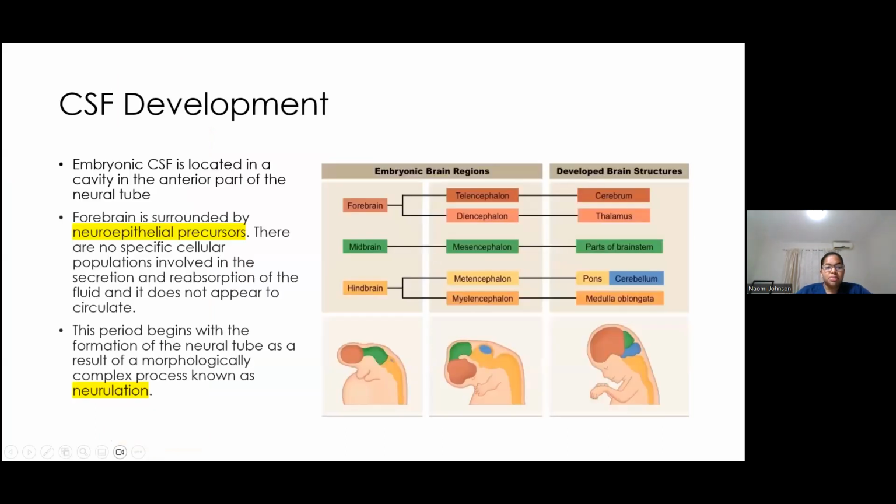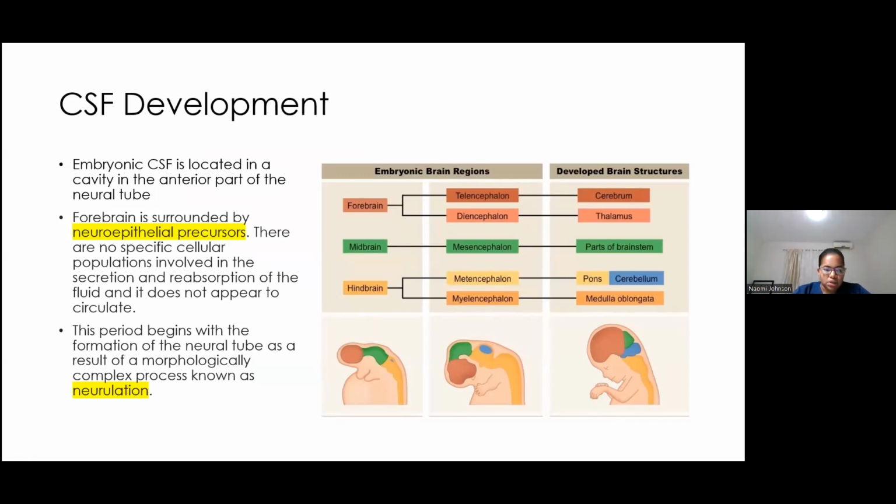So we're going to touch a little bit about CSF development. Embryonic CSF is located in the cavity of the anterior part of the neural tube. So going back to early basic sciences, where we learn about the forebrain, midbrain, and hindbrain. The forebrain is where the embryonic CSF is located. This forebrain is surrounded by neuroepithelial precursors. So these are non-specific cells that don't have any sort of basic composition, and they don't appear to circulate, right? They start at 4 weeks.